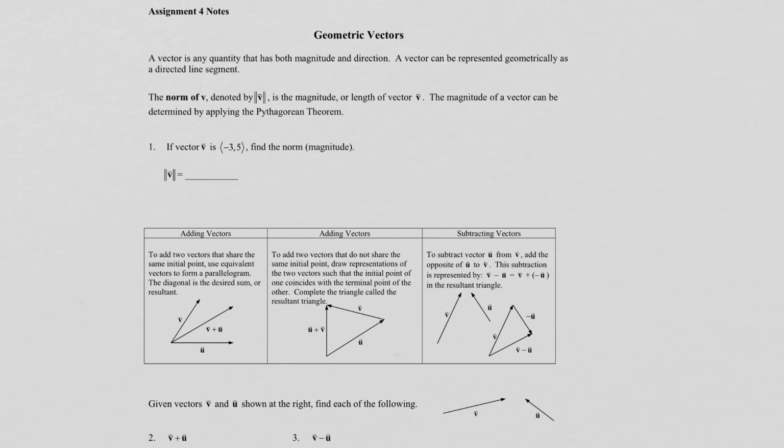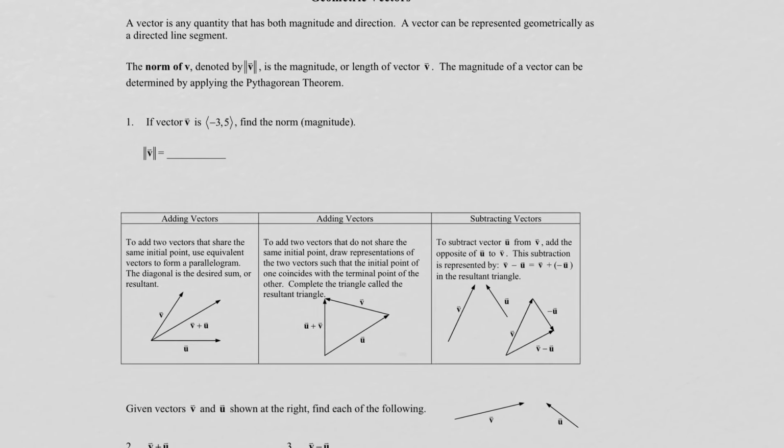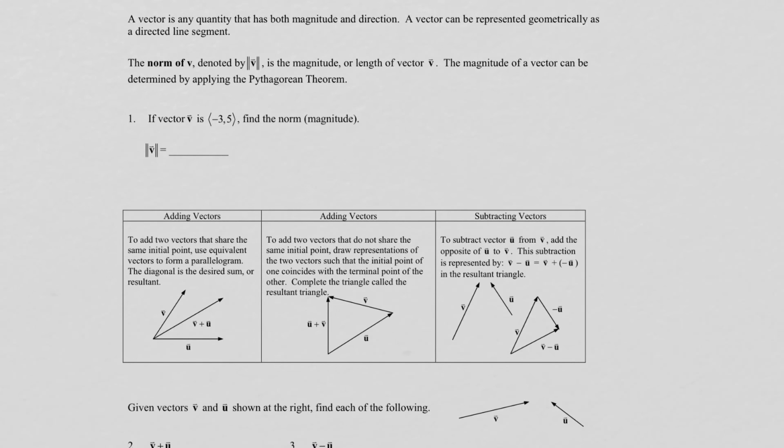So, a vector is any quantity that has both magnitude and direction. It can be represented geometrically as a directed line segment, which is what we were talking about before. The norm of vector v, denoted by the double bars with v in the middle, is the magnitude. And remember that magnitude is length.